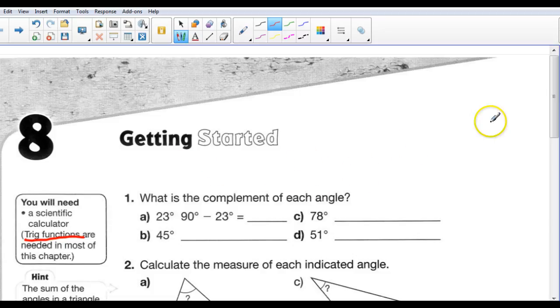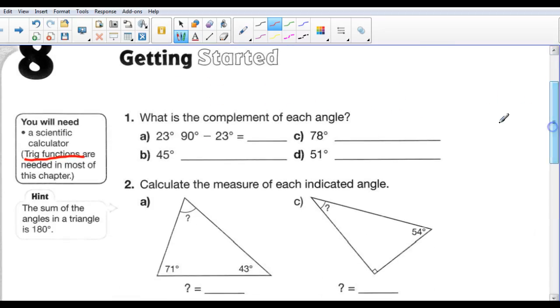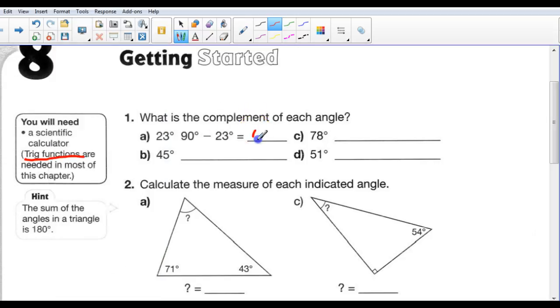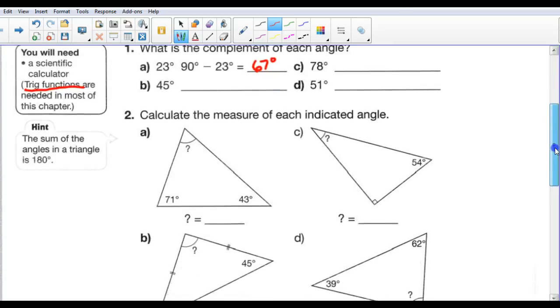Okay, but first off, let's do some getting started. What is the complement of each angle? Well, the complement is, let's say 23 degrees. It's just 90 degrees subtract 23. Okay, so you got to make sure you've got your calculator handy. I'll do one of these. Okay, so the complement is just 90 subtract 23, and the complement of 23 degrees is 67 degrees. Okay, so you do the other three.